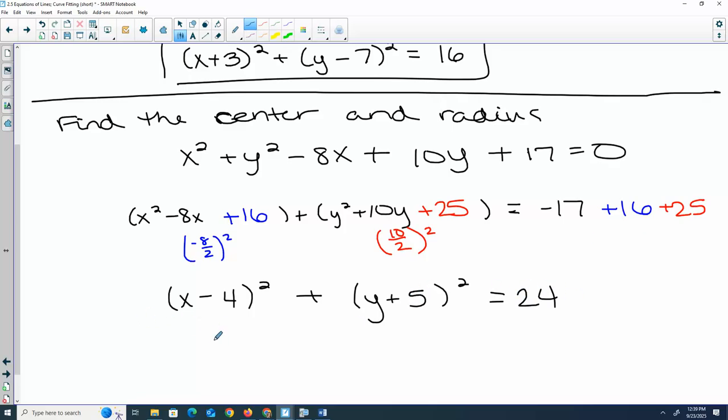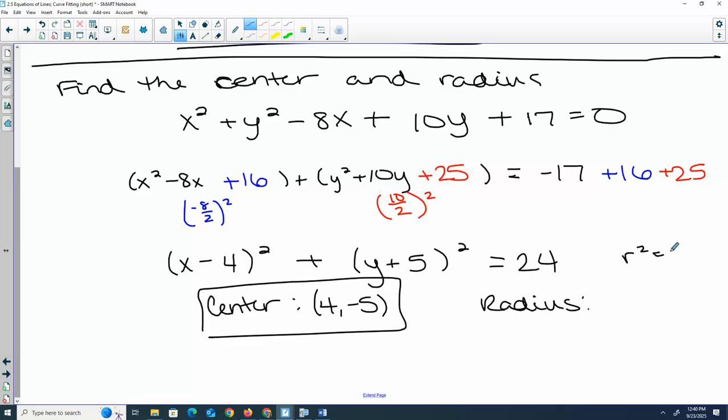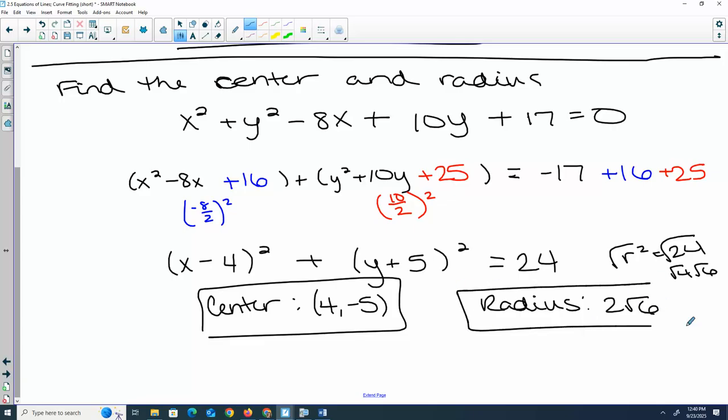So now I have my equation, so we can get the center and the radius. What's the center of this circle? 4 and -5, because remember the equation itself had the minus in it, so it's always the opposite sign. The radius, we know that r squared is 24. So to find the radius, you have to square root 24. That would break into a 4 and a 6, so we would get 2 radical 6.